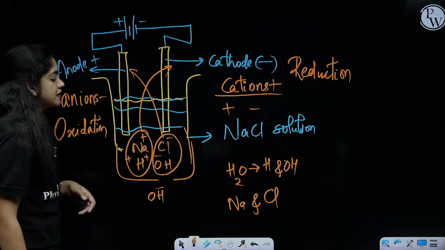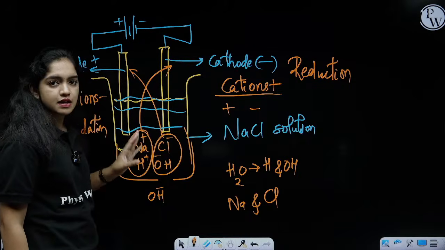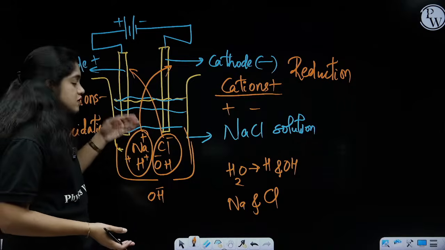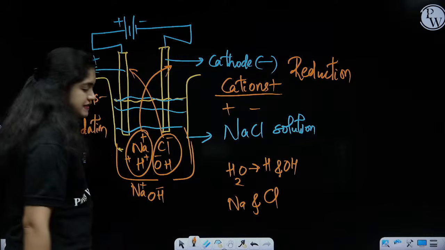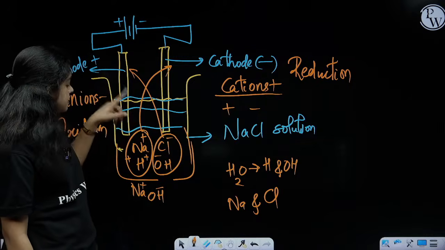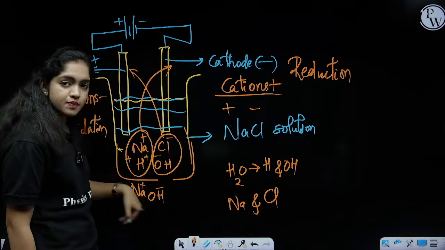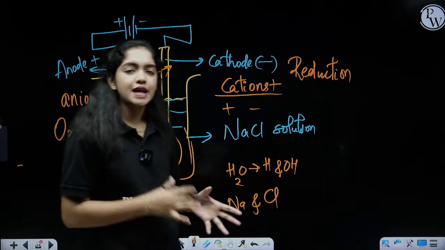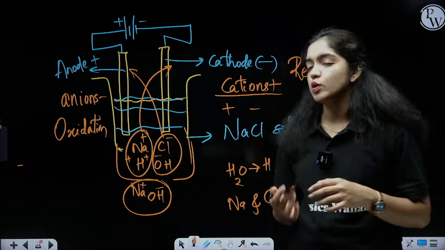OH minus. Then, when we compare the reduction capacity of sodium and hydrogen, sodium is the more reactive one, no? So sodium also will come back to the beaker, as Na plus. Cl will go to the anode. Hydrogen will go to the cathode. Now, what is remaining in the beaker? Na plus and OH minus will combine together to form sodium hydroxide solution in that beaker.